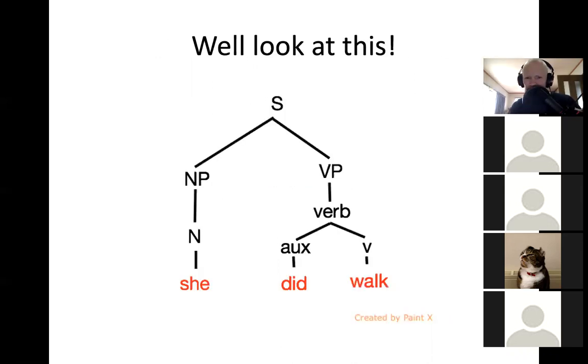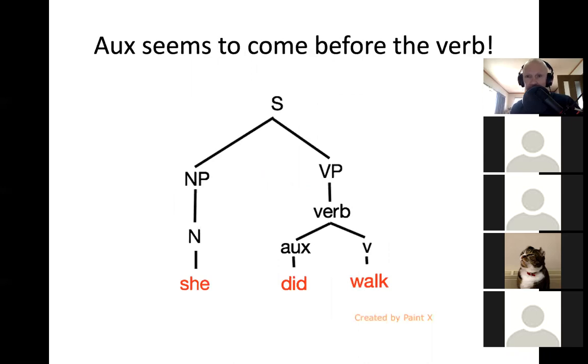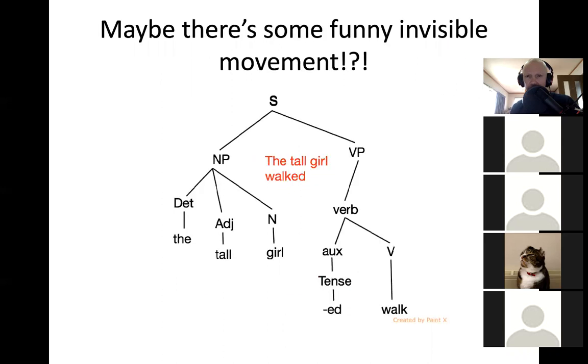Well, look at this, right? In this sentence, you would say she did walk, right? She did walk. That's okay, right? That's a normal sentence. She did walk. Now, aux seems to come before the verb, the auxiliary verb, right? Comes before the verb. So it seems like maybe there's some funny invisible movement. Invisible movement. Things move invisibly.